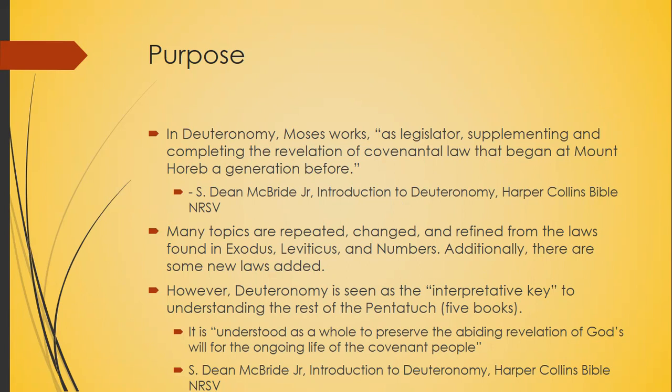But the way that this is often looked at is because Deuteronomy changes things a bit. The author tweaks things, and you see how they change and interpret what's happened before. It's often seen as the, quote, interpretive key to understanding the rest of the 5 books. So basically, Deuteronomy has a different perspective, but they use this perspective to look at the other books to understand them. And that viewpoint, once again, coming from the commentary, is the abiding revelation of God's will for the ongoing life of the covenant people.